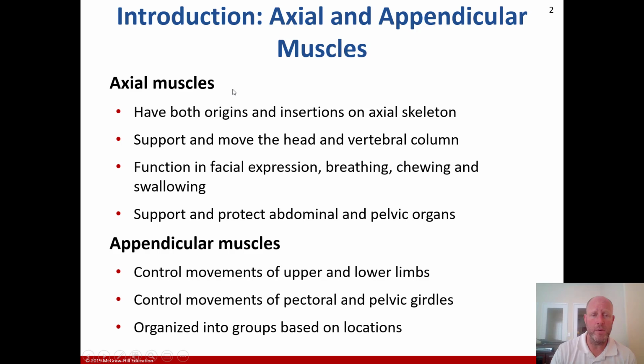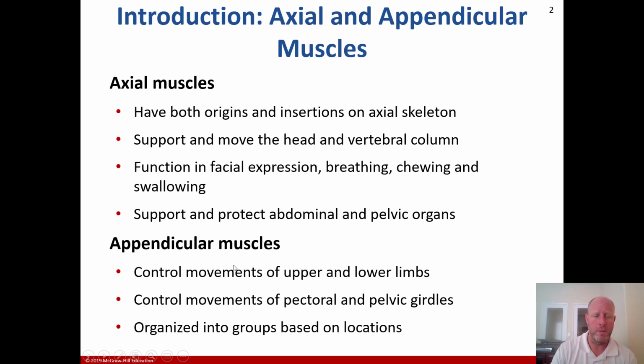The axial muscles, as a reminder, some of the content was in Chapter 10. Axial muscles have both origins and insertions. Muscles always begin at the origin and they insert into a given point or multiple points, related to the axial skeleton in this case. These muscles support and move the head and the vertebral column, basically the head and the spine. They function in facial expression, breathing, chewing, and swallowing, and they support and protect the abdominal and pelvic organs.